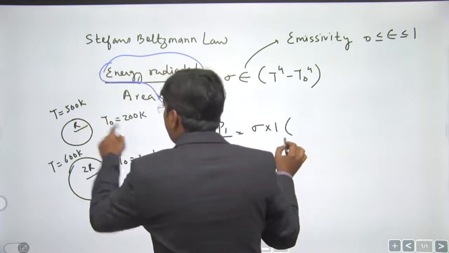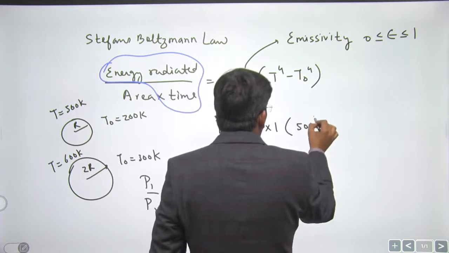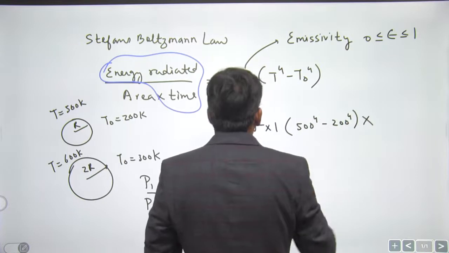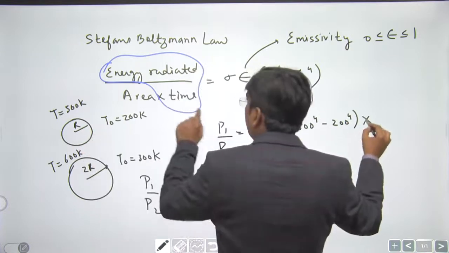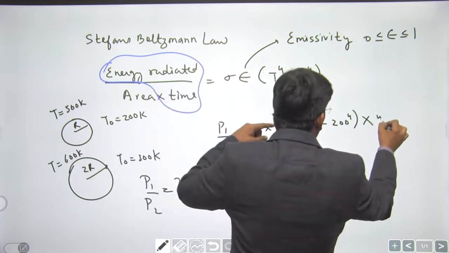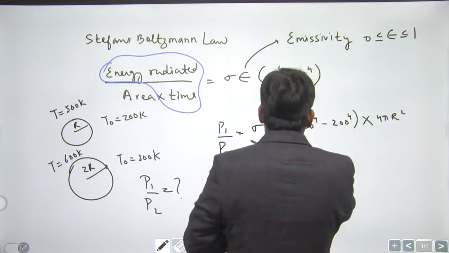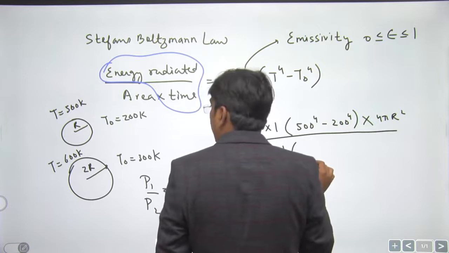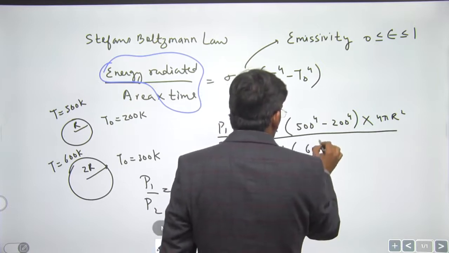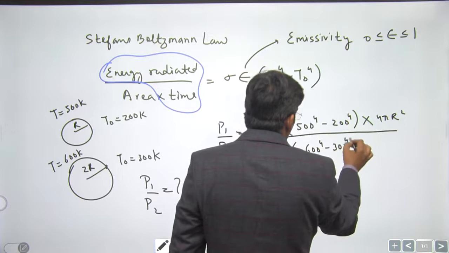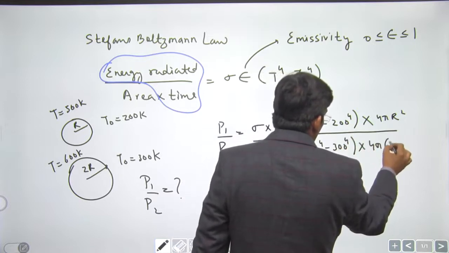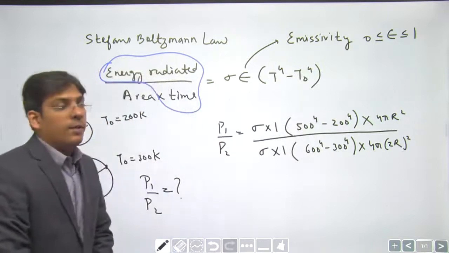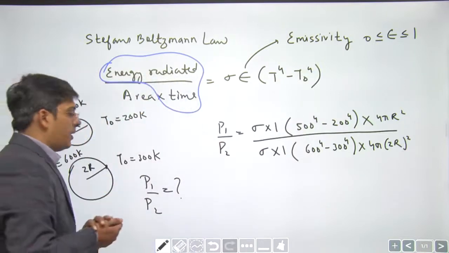What is the value of capital T? It is 500 to the power 4 minus 200 to the power 4, into the area of this sphere, 4 pi r square, divided by sigma times emissivity, 600 to the power 4 minus 300 to the power 4, into the area, 4 pi into 2r square. I hope this is clear to everyone. This is called Stefan-Boltzmann law.